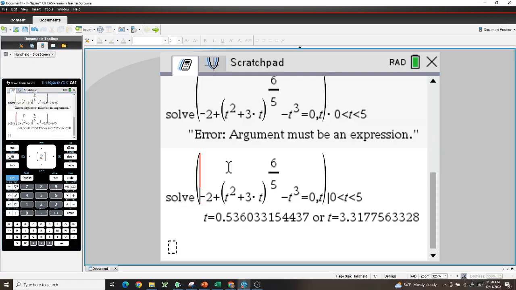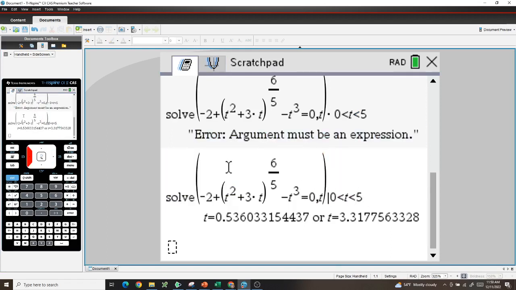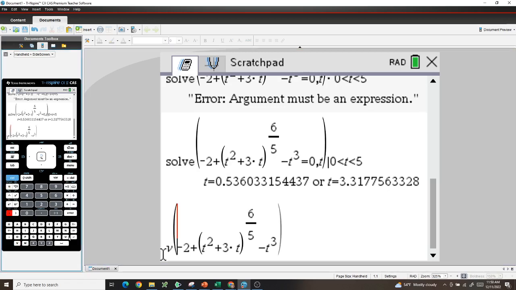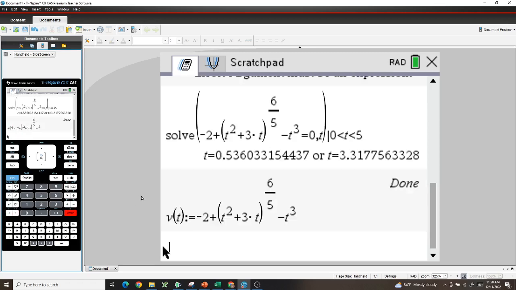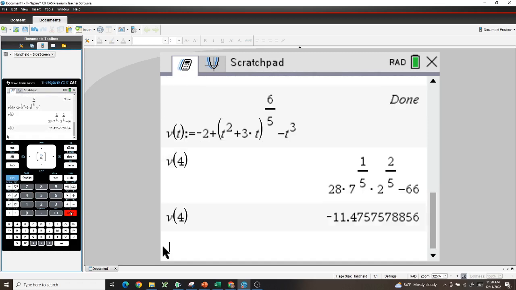And again, we'll grab this. So this is going to be our v of t. And we want this at time 4. Actually, you know what I'm going to do? I'm going to go v of t, control equals, so this will give me v of t there. So then I can do v of 4, and I'll hit control enter. So that's negative 11.47, and then I can do the derivative.